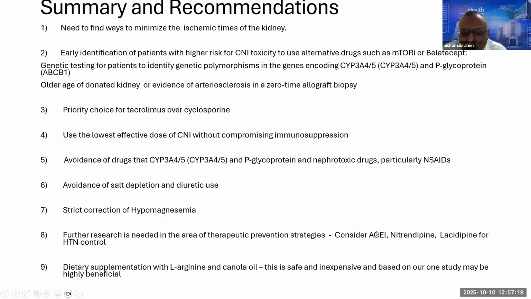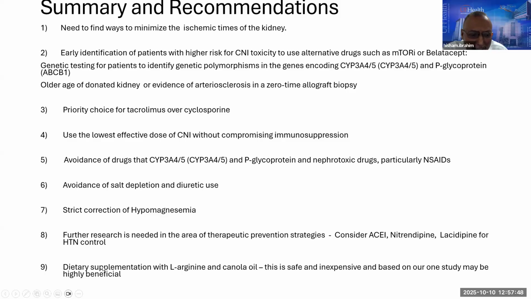So from our end, when you have a choice of a hypertensive patient, we should consider using ACE inhibitors and some of these calcium channel blockers that have shown some effect, like nitrendipine, for example, and lacidipine, for example. These seem to be more beneficial than nifedipine, for example. So potentially these are things that we can use.